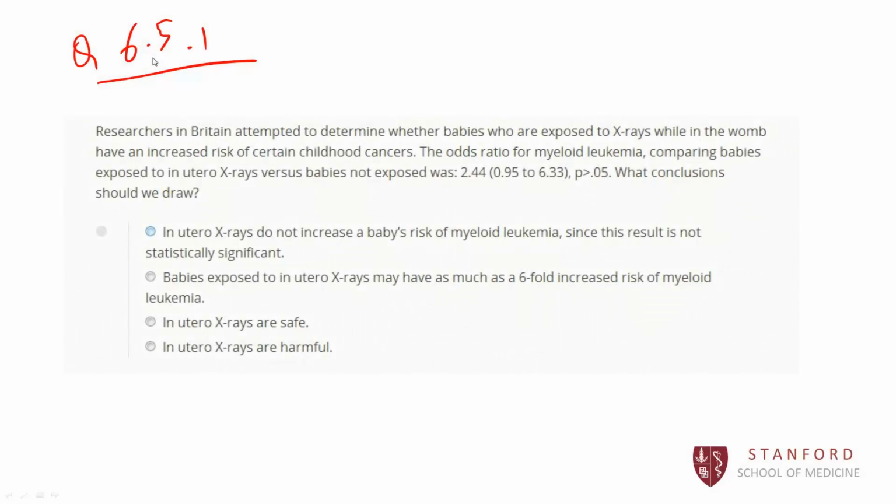The question here has researchers who attempted to determine whether babies who are exposed to X-rays while in the womb have an increased risk of certain childhood cancers. We see that the odds ratio comes out to be 2.44. The confidence interval is 0.95 to 6.33, and the p-value is actually greater than 0.05. The failure to find a statistically significant result may reflect a lack of statistical power rather than the lack of an effect. Thus, we should pay more attention to the effect size and confidence interval rather than to the p-value.